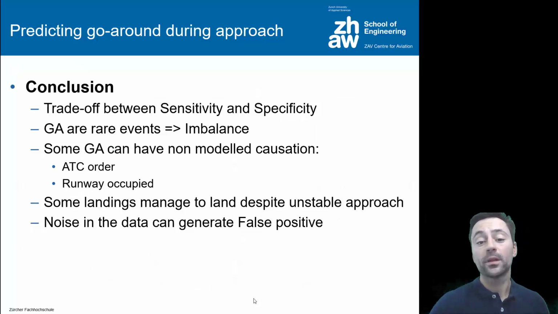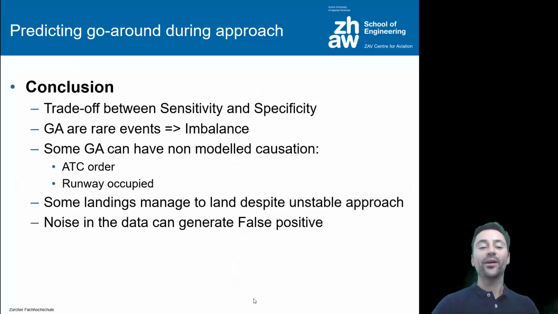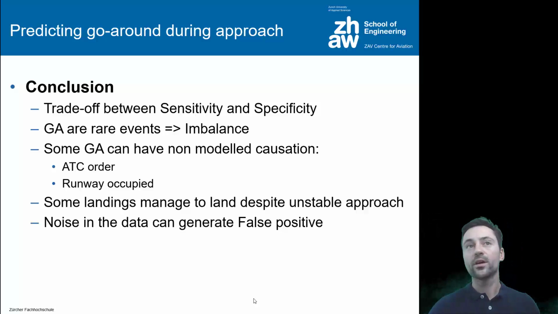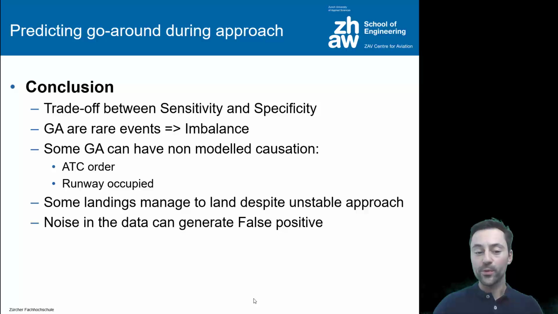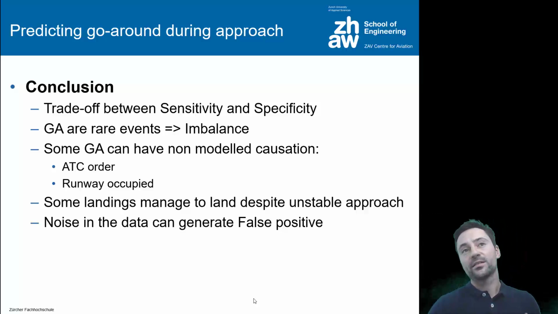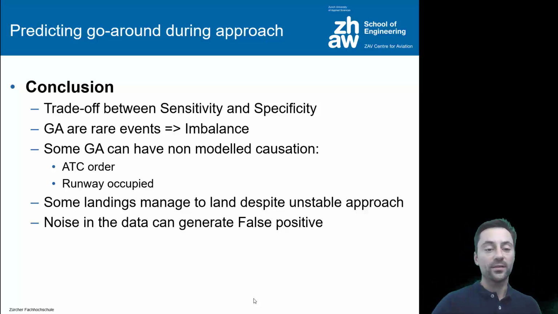So, in conclusion, you have to find the right trade-off between sensitivity and specificity. Do I want to detect all the go-arounds, or am I fine if I can only detect fewer go-arounds, but then I'm more confident that I won't have a lot of false positives? What is also very tricky is that the data set is so unbalanced that the model you are developing needs to be recalibrated in a way. That's an issue of this model.